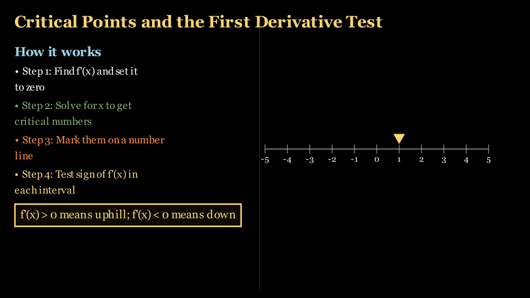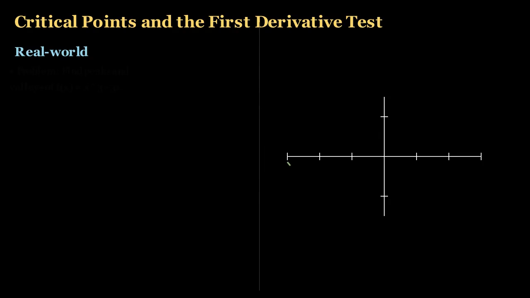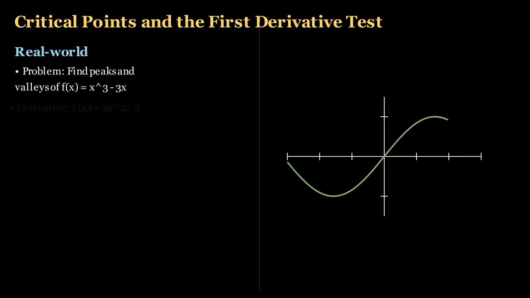Let's put this to work on a real function, f of x equals x cubed minus 3x. First, we find the derivative using our slope detector rules. The derivative of x cubed is 3x squared, and the derivative of minus 3x is minus 3. So f prime of x is 3x squared minus 3. We set that equal to 0. Dividing by 3 gives x squared minus 1 equals 0, so x squared equals 1. Our critical numbers are x equals negative 1 and x equals 1.